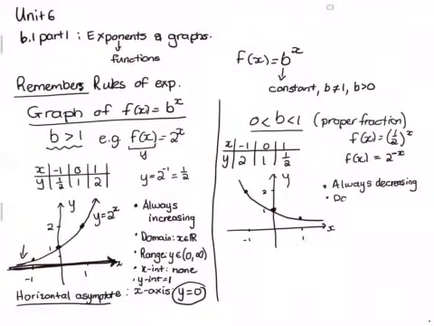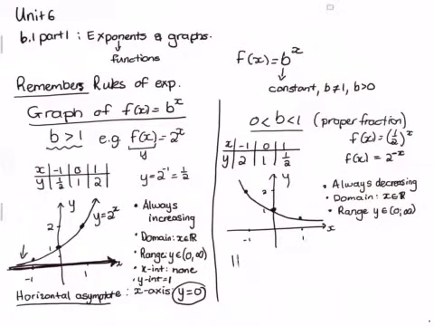Most of the other things are still the same though. The domain, which x's can I use? Still any real number. You can still find 2 to the negative anything. And the range, which y's do I get for answers? Still only bigger than 0 up to infinity.